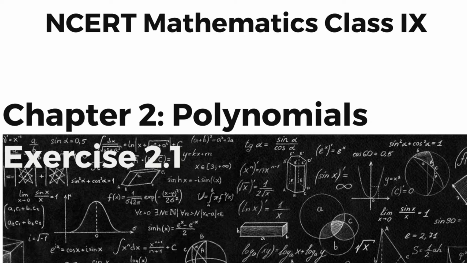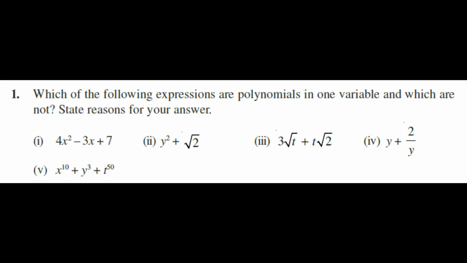Hi everyone. Today we're going to do exercise 2.1 of class 9 NCERT. The chapter is Polynomials. This is the first exercise of this chapter and let's get right to it. So the first question says, which of the following expressions are polynomials in one variable and which are not? State reasons for your answer.